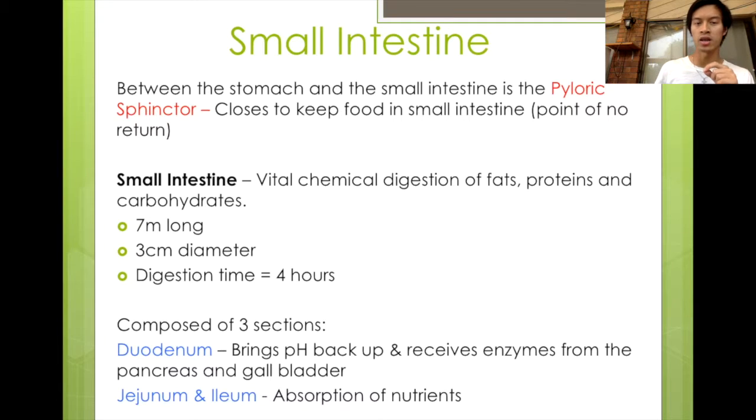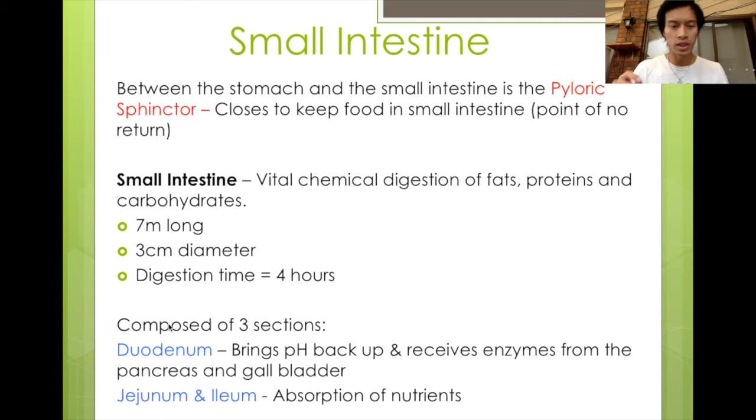And so the small intestine is where the vital chemical digestion of fats, proteins, and carbohydrates happens. You'll notice that proteins were digested in the stomach. A certain amount will be digested in the small intestine as well, but it mainly digests fats and carbohydrates. It is also the longest organ and has the largest surface area of all of your organs. On average, it is about 7 meters long and about 3 centimeters in diameter. The digestive time in your small intestine also sits at roughly 4 hours as well. Okay.